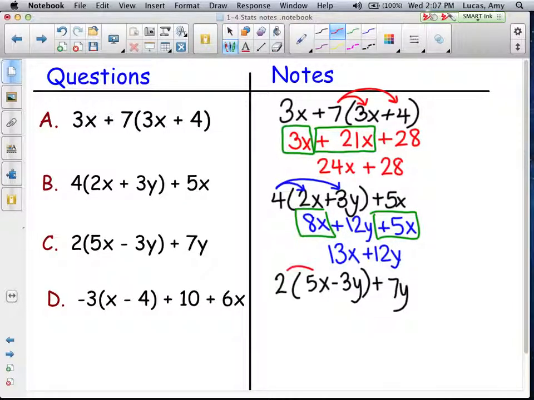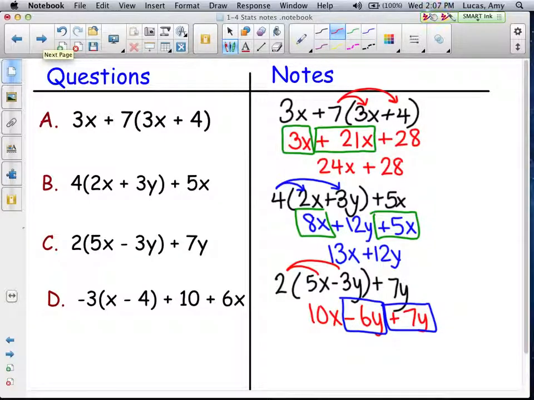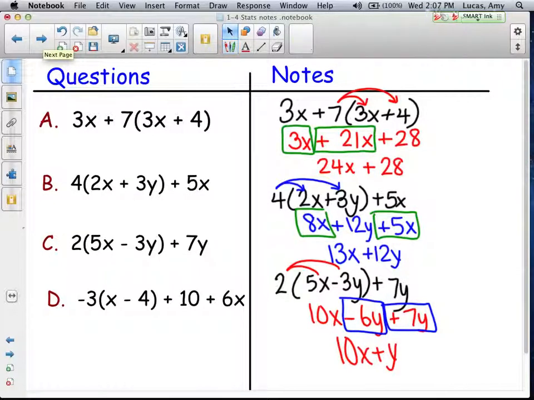Distribute the 2, and you get 10x minus 6y. Bring down the plus 7y. And what happens when I combine my like terms here? I notice I have a minus on the 6y and a plus on the 7y. So it's going to give me 10x plus just 1y. When it's just 1y, you don't have to write the 1 in front of it. You can if you like to, but you don't have to.